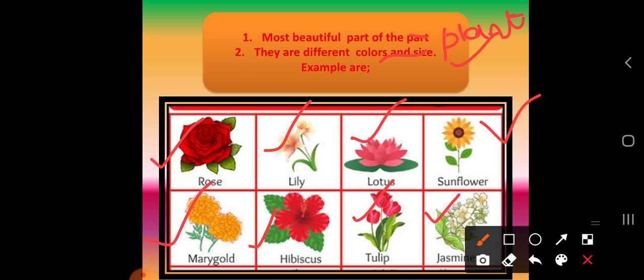Here I have given 10 names in total. So if next time I ask you to name some flowers, you have to give me these answers.